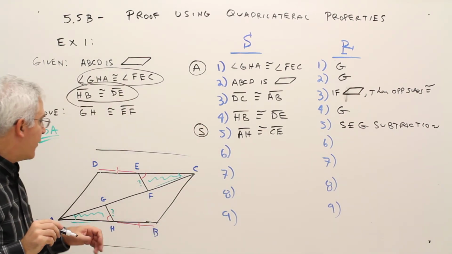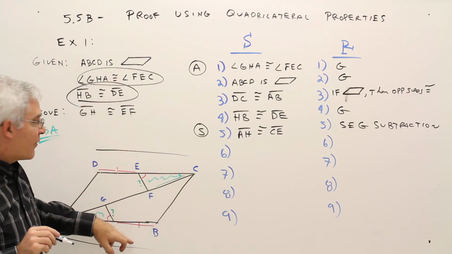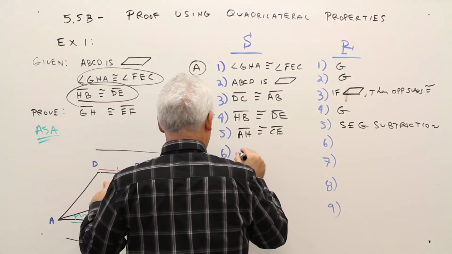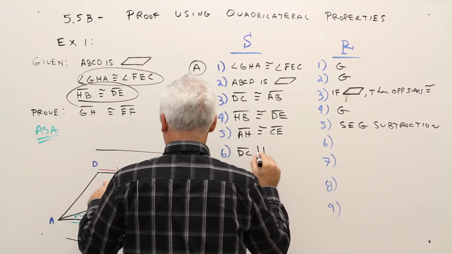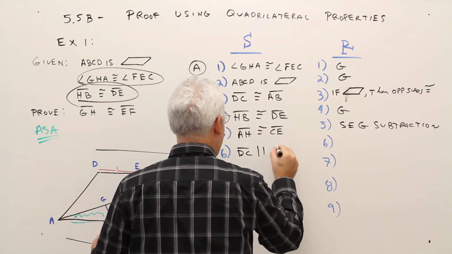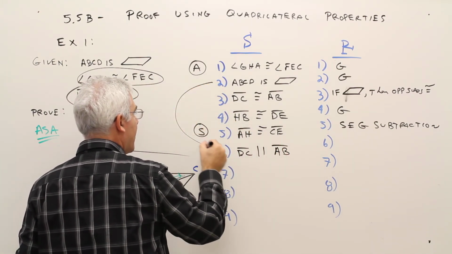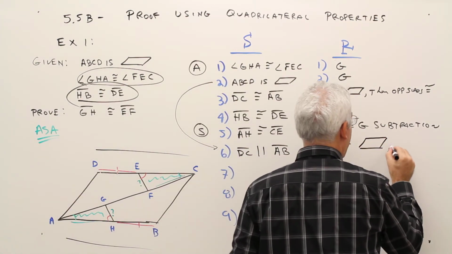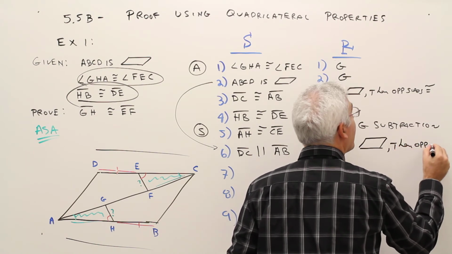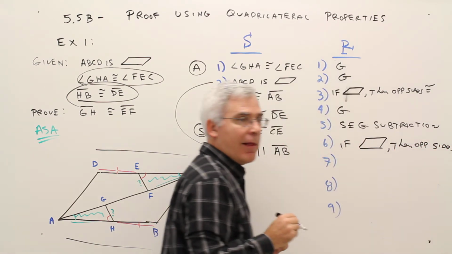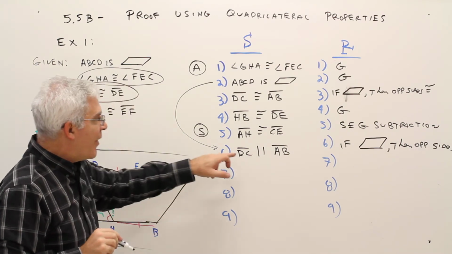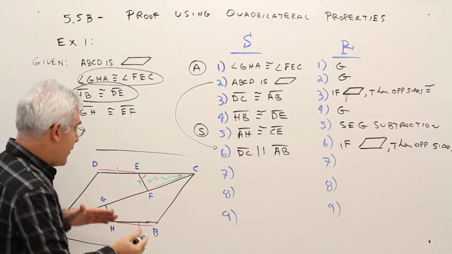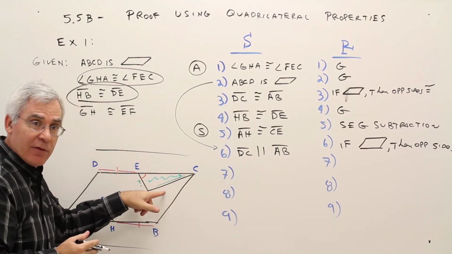Then I'm going to go for the angles. So I've already got that I'm a parallelogram, so now I can state that I've got parallel lines. So I can say line DC is parallel to line AB, and again that stems from this thing right here. If parallelogram, then opposite sides are parallel. Okay, and then once I've got those parallel with this transversal, then I can get these alternate interior angles. They're on the inside and alternate sides of that transversal.